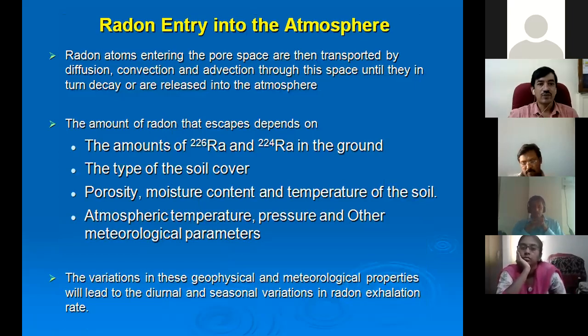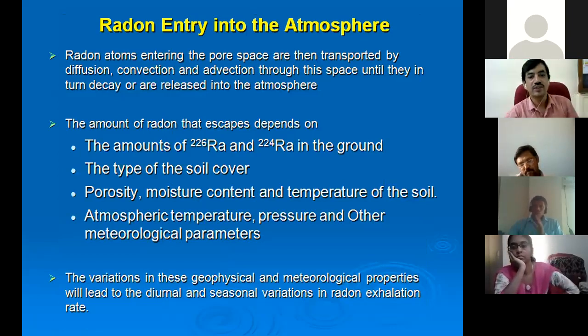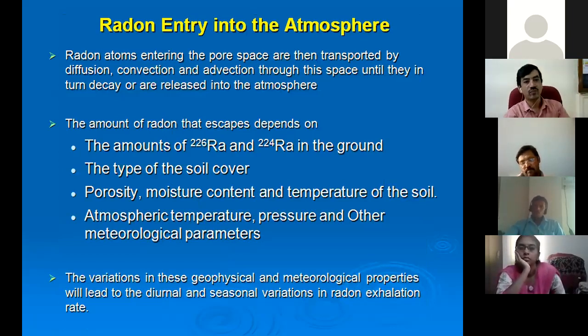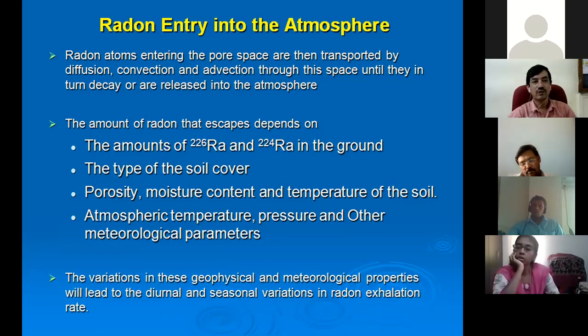Radon atoms will enter our atmosphere through the pore spaces present in the Earth's crust. They are then transported to the environment through diffusion, convection, and advection. Diffusion is a process in which particles move from higher concentration to lower concentration. Similarly, because of a temperature gradient, particles will move. We call it convection.